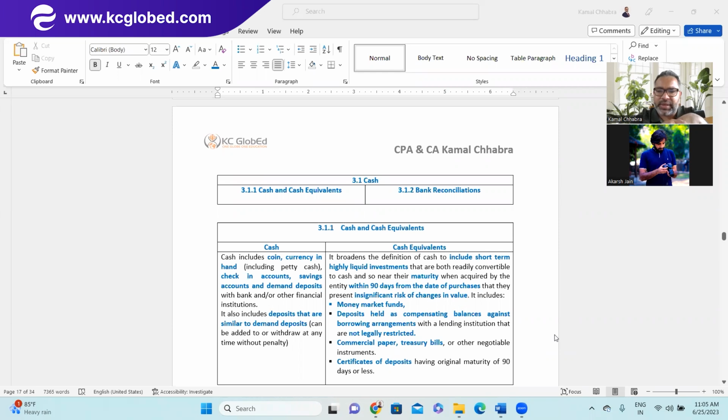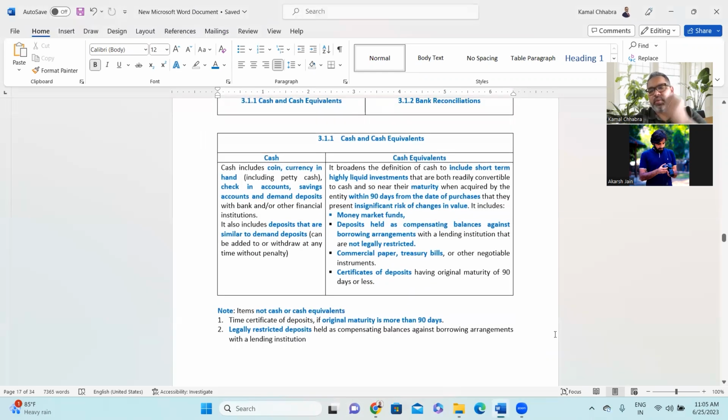So the first topic is cash and cash equivalent. Let's understand what is cash. Cash includes, as we all know, coins, currency, cash in hand, and checking account. In India you have a savings account; in the US we generally call it a checking account, where you can comfortably withdraw and deposit or do any transaction.